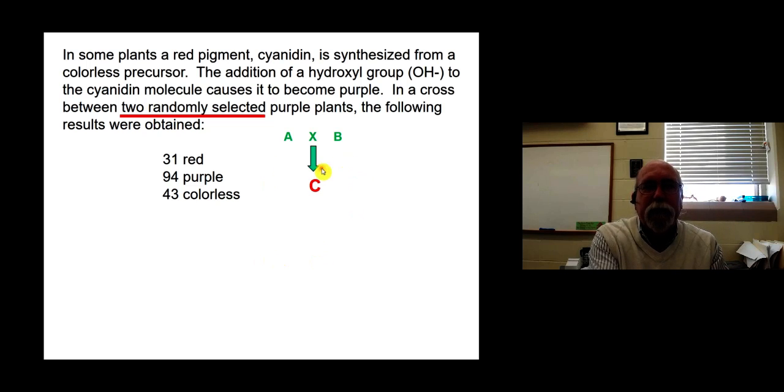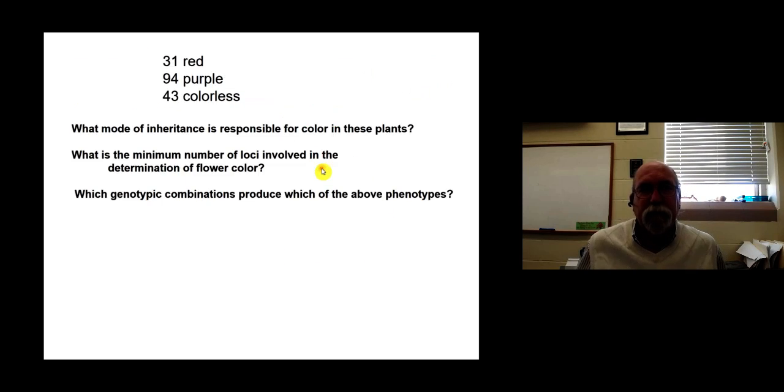Okay. Anyway, we've got A, B, and C. Now, what am I going to ask you? Well, guess what? What's the mode of inheritance? How many loci are involved? What are the combinations of alleles that you need to produce all these? Basically, diagram the problem, okay? So what ratio fits it? Maybe I need to use a ratio.